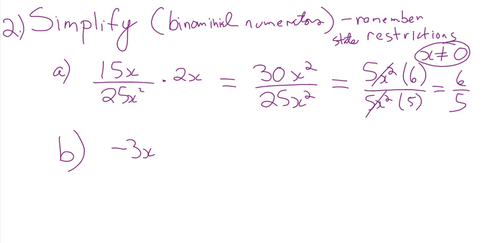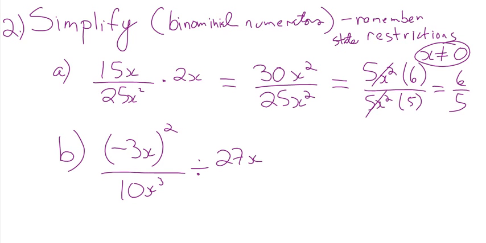Negative 3x squared over 10x cubed divided by 27x.